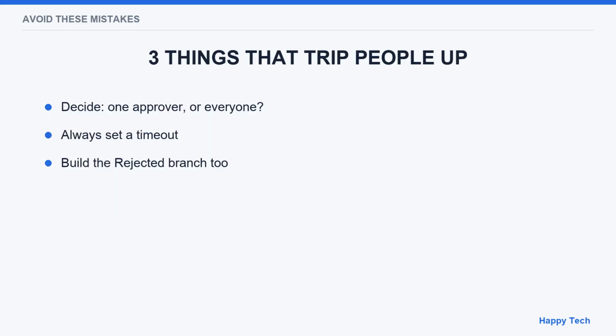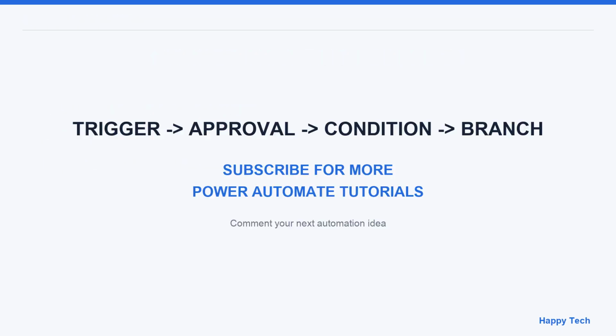3 things trip people up. 1. If you need multiple approvers, decide upfront whether you need just one response or everyone to respond, since that changes the action settings. 2. Set a timeout, or a request can sit unanswered forever. And 3. Always build out the rejected branch. It's tempting to only handle the happy path, but a flow that silently does nothing on rejection is worse than no flow at all. That's the entire shape of a Power Automate approval flow: trigger, approval, condition, branch.